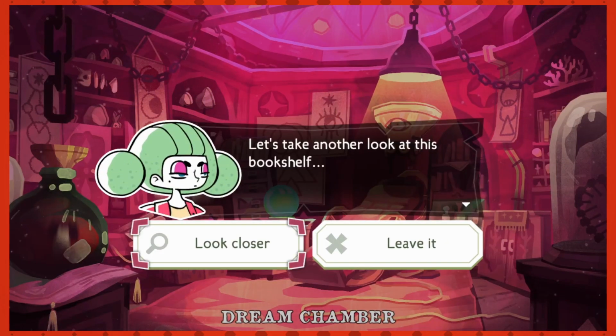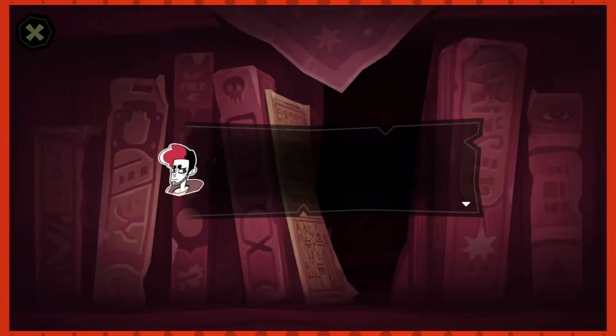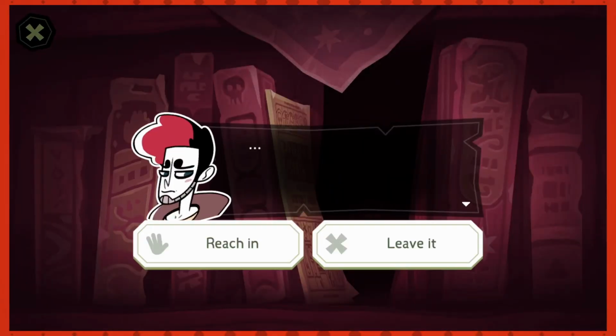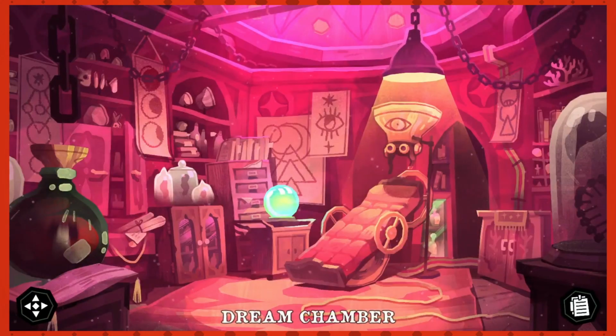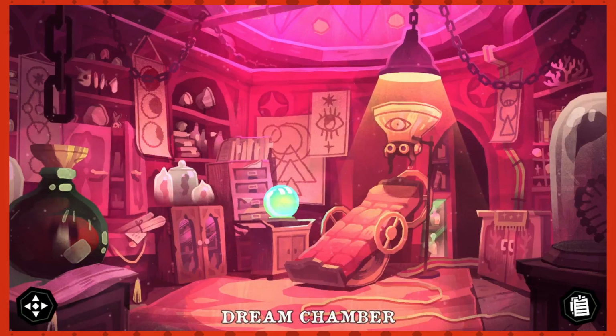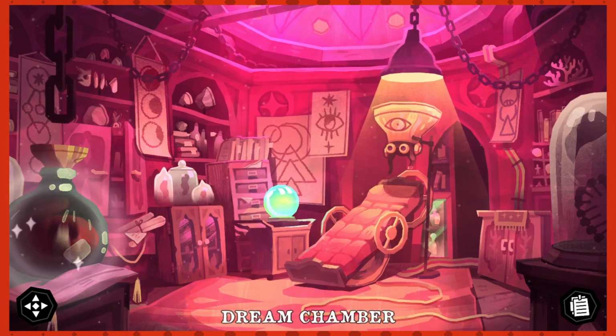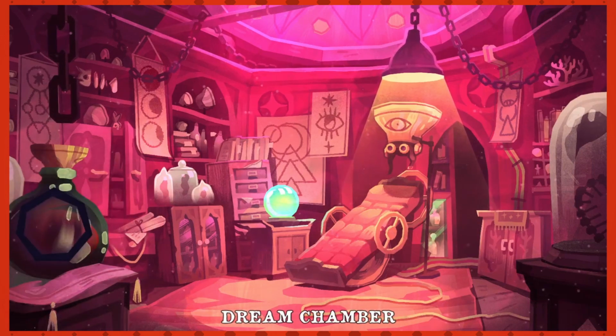Now that he's not here, take another look at this book. Why don't you? Because I absolutely do. Here goes. Finally. Yes. Got it. There we are. I thought there was a mask he had hidden in there. And we can look at this again, well, we might as well right now.